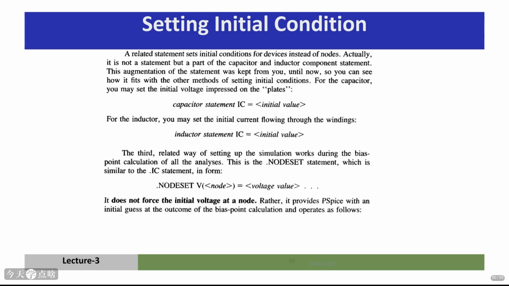Another related statement is .nodeset. It's similar to .ic, but instead of forcing the voltage, it provides an initial guess for the bias point calculation. This can help the simulator converge faster, especially for complex circuits. It doesn't guarantee the voltage, but it guides the iterative process.